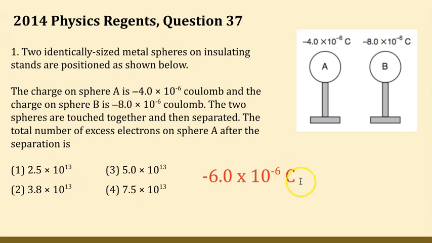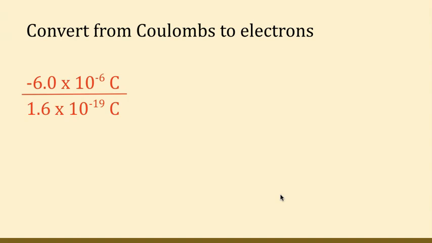That's because they're not asking us for coulombs. They're asking us for the electrons on sphere A. And as a side note, if they asked for sphere B, we would do the exact same process. There's really no difference. But they're asking us for electrons, not coulombs. So we are not done with the problem yet. We still have one more step. We have to convert from coulombs to electrons.